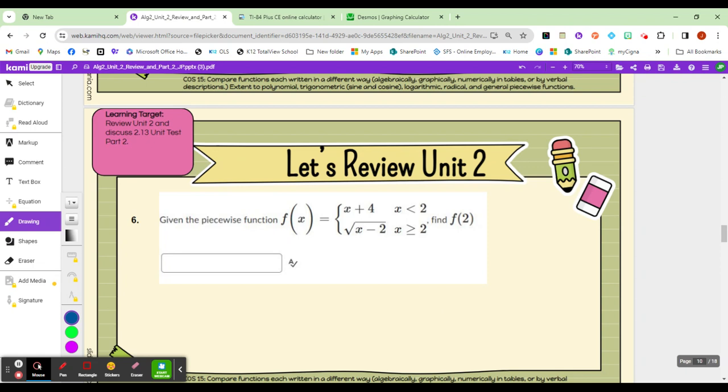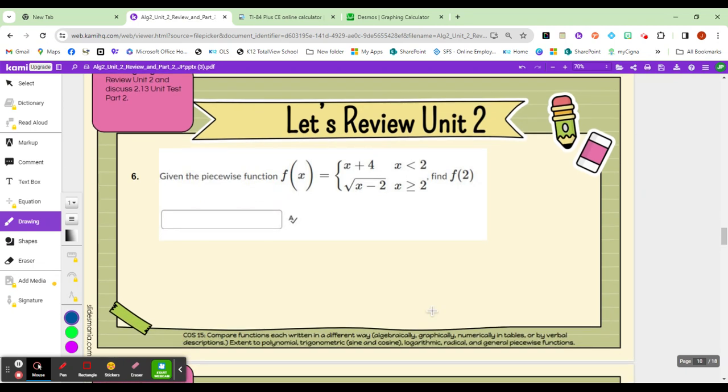Number 6 is saying, given the piecewise function, f of x, find f of 2. So this is your directions. Find f of 2. So you have to realize there's two pieces. This is a piecewise function. There's two pieces. They're wanting us to find f of 2. So we have to look at the inequalities here.